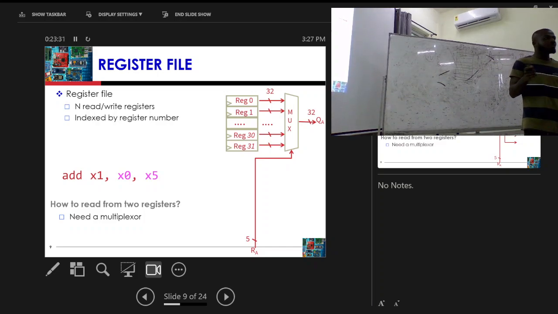But here we have 2 of them. We have QA and what? QB. So how do we design a dual read port? What must we do here to make sure that we have QA and QB?